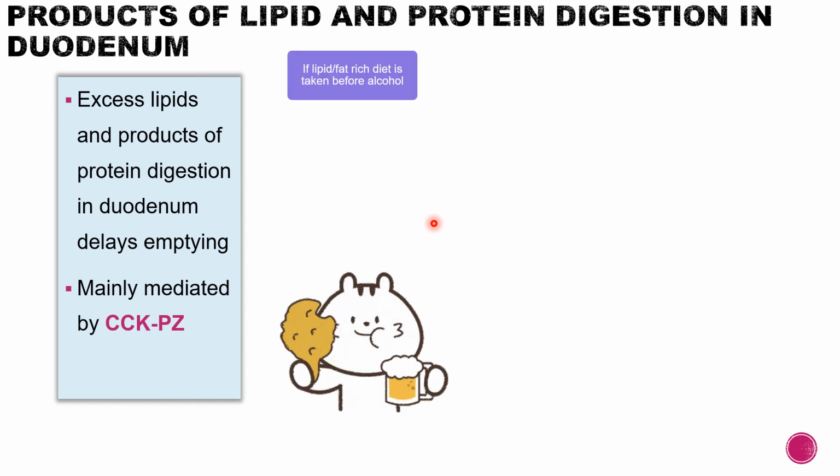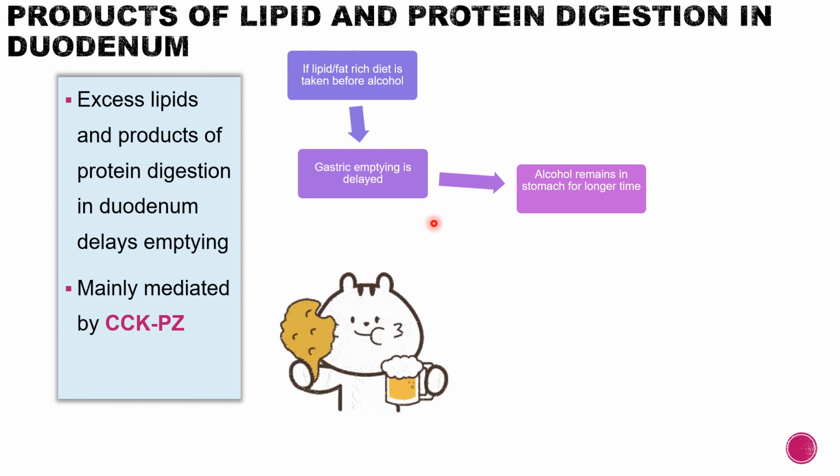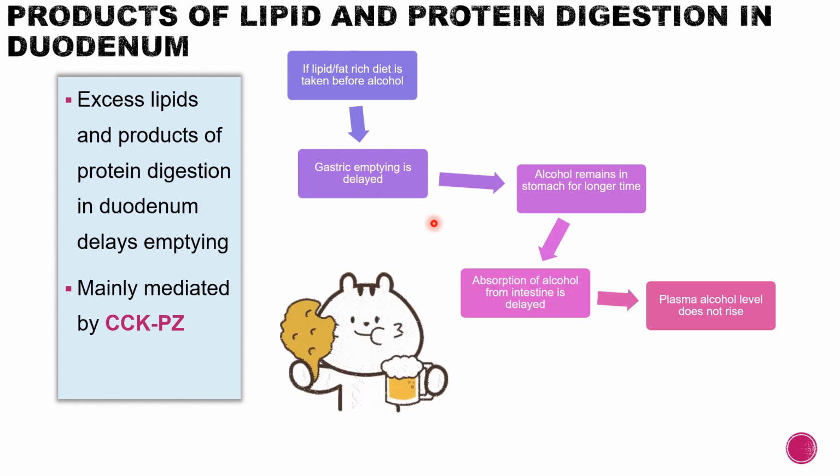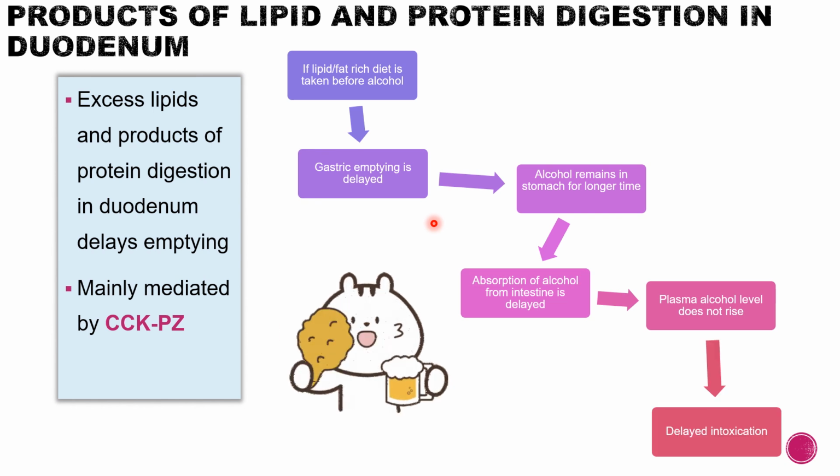If a lipid, fat rich diet is taken along with alcohol, gastric emptying is delayed. As a result, alcohol remains in the stomach for a longer time. Absorption of alcohol from intestine is delayed. Plasma alcohol level does not rise acutely, and the intoxication is delayed. So, to delay intoxication, many people take a very high fat diet along with alcohol.